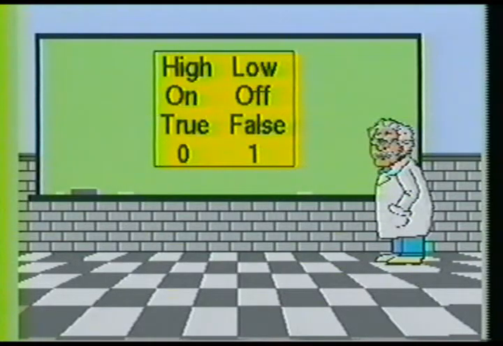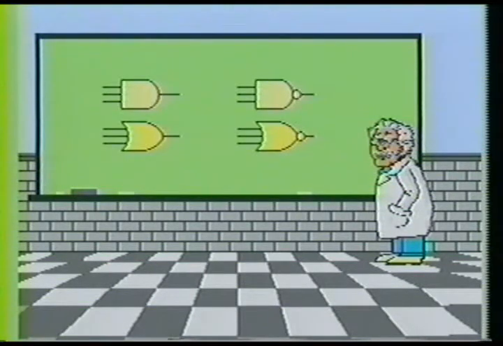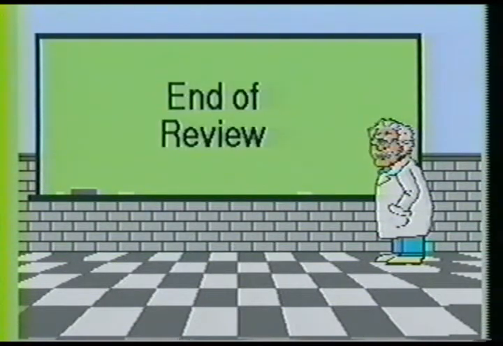Only 2 states of energy exist in a digital logic circuit. These 2 states may be referred to as being either high or low, on or off, true or false, or 0 or 1. The 0 represents a low state and the 1 a high state. Common gate circuits are also available with multiple inputs. These gates operate on the same principles as their 2-input counterparts. This concludes our first review.